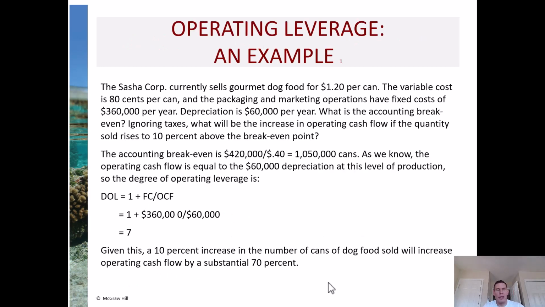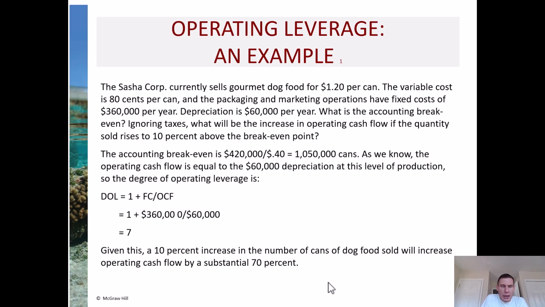So let's look at another example of operating leverage. Sasha Corp currently sells gourmet dog food for $1.20 a can. The variable cost is 80 cents per can, and the packaging and marketing operations have fixed costs of 360 grand a year. Depreciation is 60,000 a year. What is the accounting break even? Ignoring taxes, what will be the increase in operating cash flow if the quantity sold rises to 10% above the break even point? So the accounting break even is 420,000 over 0.4, and that's going to give us 1,050,000 cans.